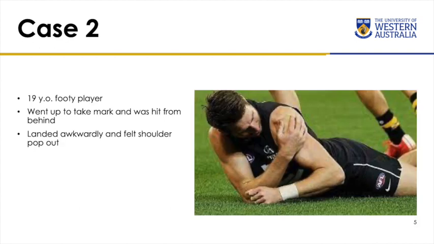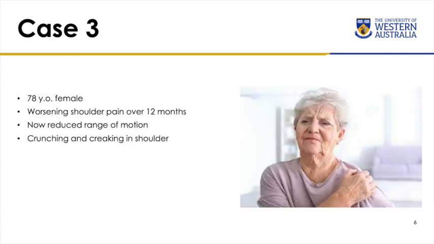Second case is a 19-year-old footballer. He went up to take a mark. As he was taking it, he was hit in his back from behind, then landed awkwardly on his arm and felt his shoulder pop out. You can see the image here, what his shoulder looks like now.